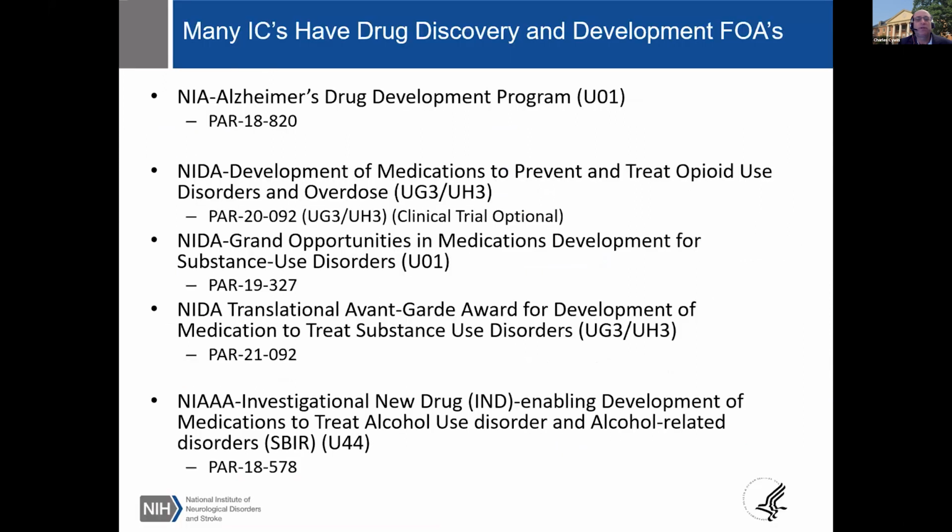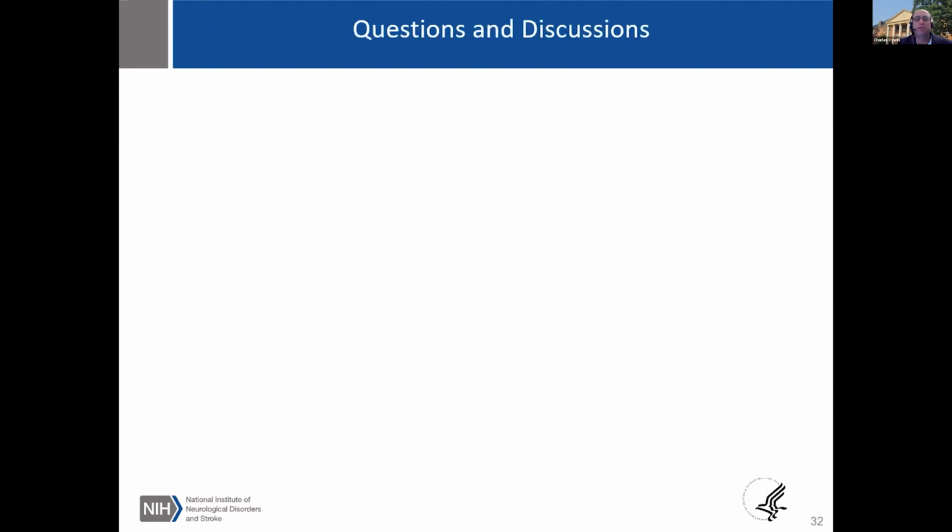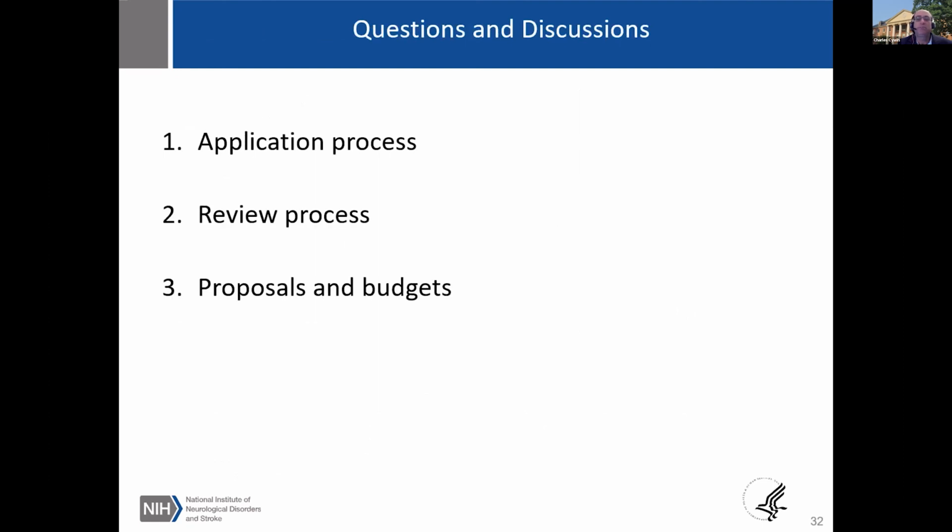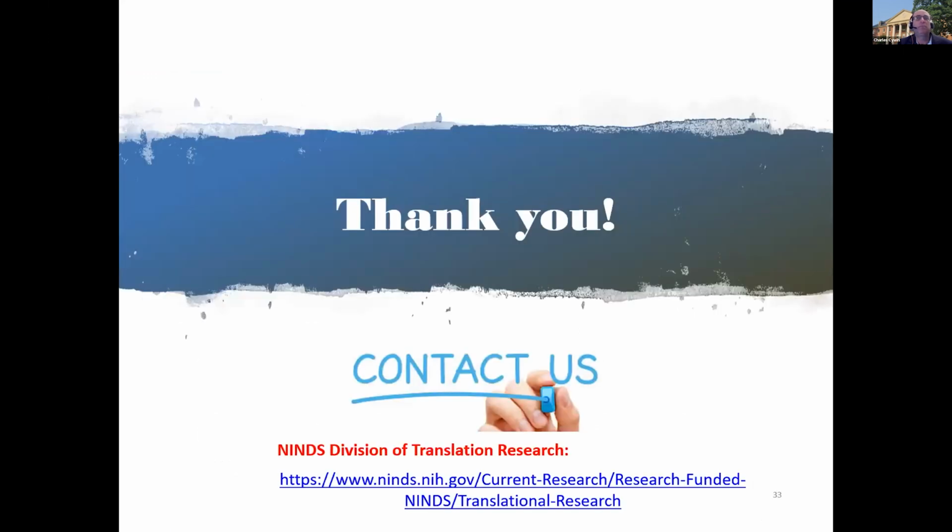I don't want to go any longer. I do want to make sure that I mentioned that the NIH has a number of other drug development, drug discovery FOAs around NIH, and I encourage you to look at not only this IC but other ICs out there like NIDA and NIAAA and NIA, which all have funding opportunities. I'm happy to answer any questions about the application, the review process, the proposals and contracts, and anything around intellectual property you want to know.